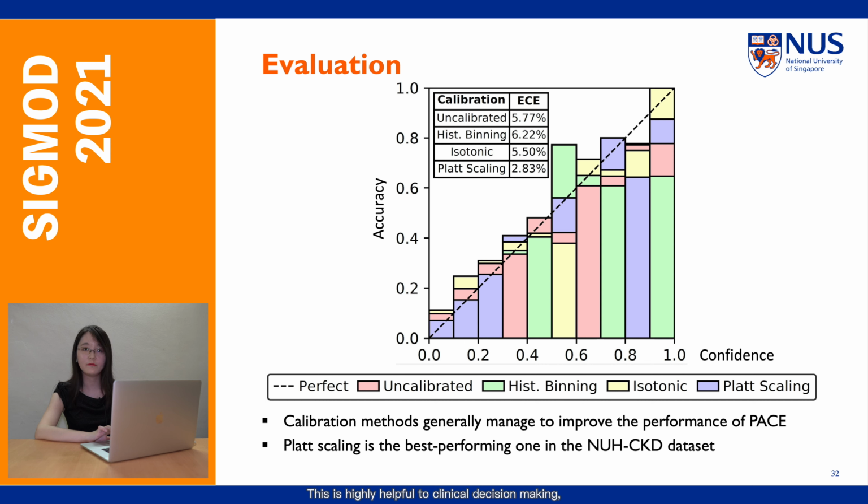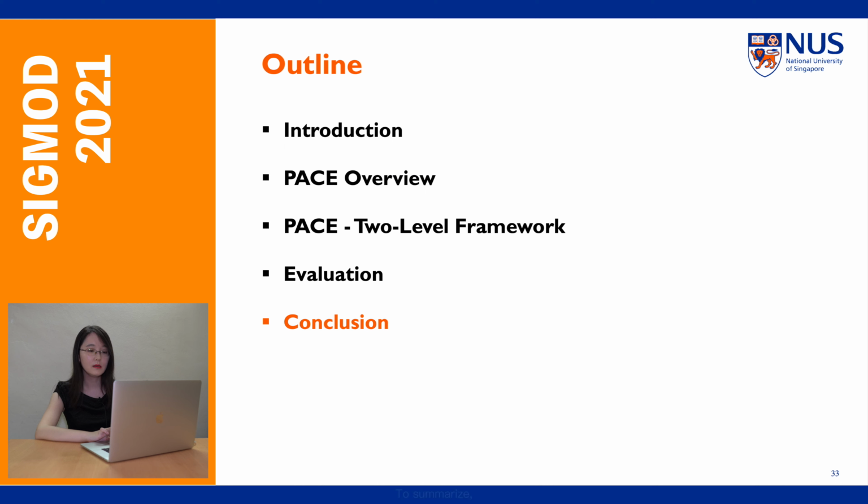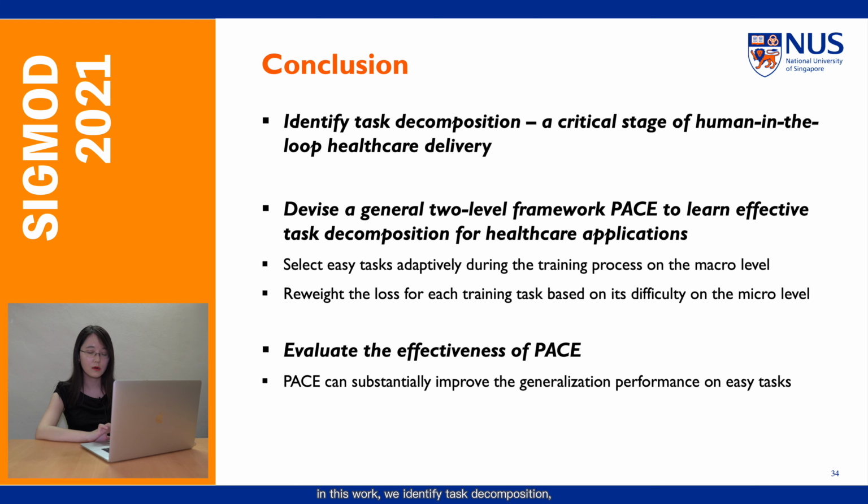This is highly helpful to clinical decision-making, in that PACE can hence better differentiate easy tasks and hard tasks, which can be handled separately by either machines or humans. To summarize, in this work, we identify task decomposition, which is a critical stage in human-in-the-loop healthcare delivery. Then we devise a general two-level framework PACE to learn effective task decomposition for healthcare applications.